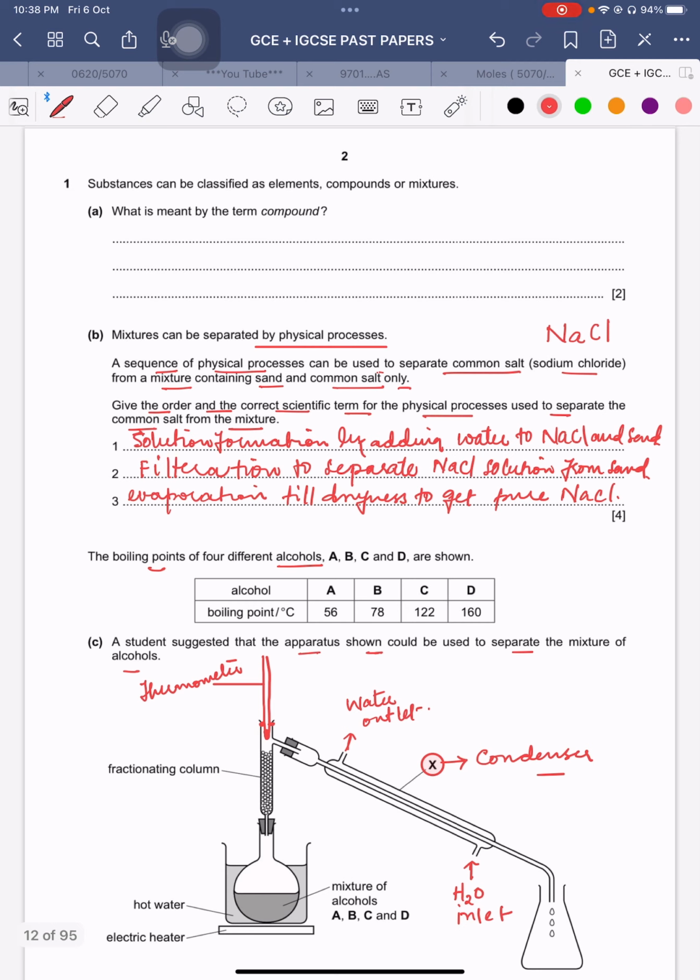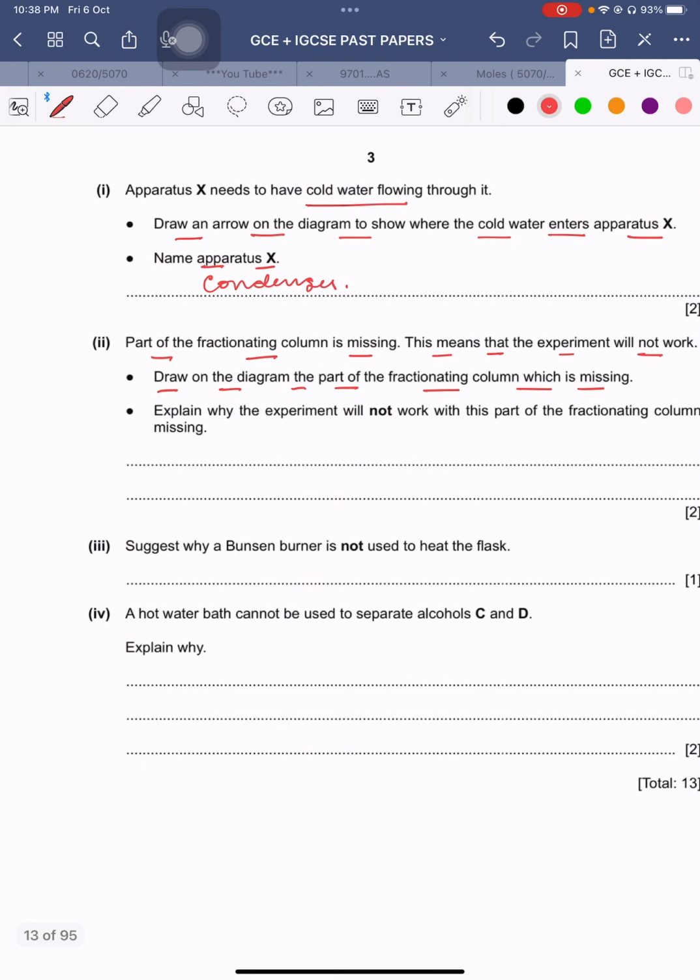You can see that the fractionating column is there, and it has glass beads in it as well. We can mention that as well. So it is glass beads. But what part was missing? It was the top stopper. That is the stopper which was missing, and there should be a stopper or a bung. So there should be a thermometer over there as well.